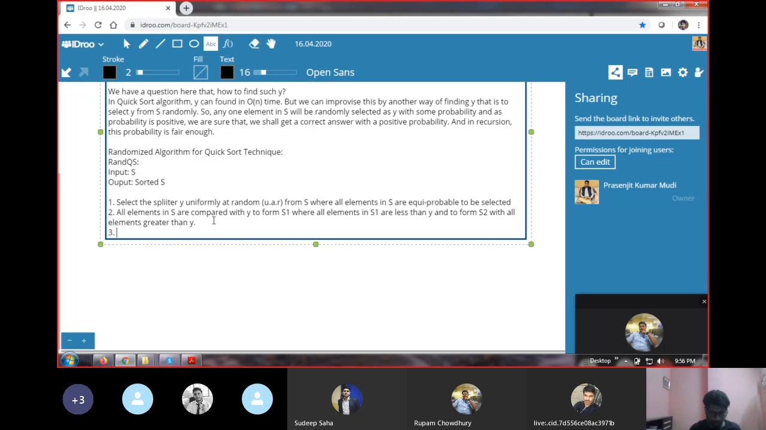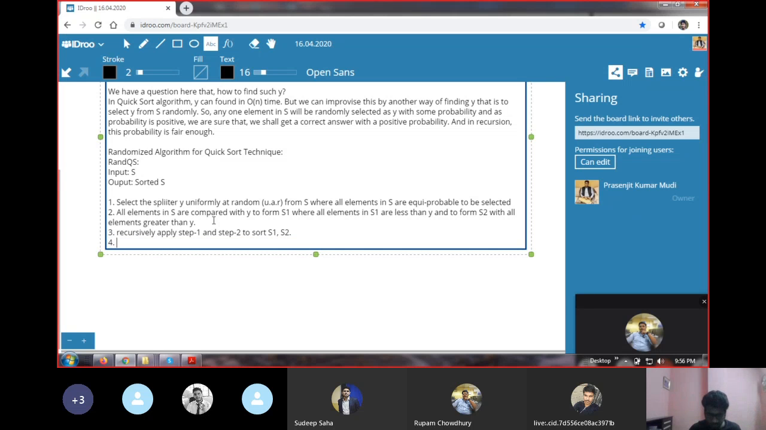Next, we apply step one and step two recursively. Finally, display sorted S1, then y, then sorted S2. So this is our algorithm.